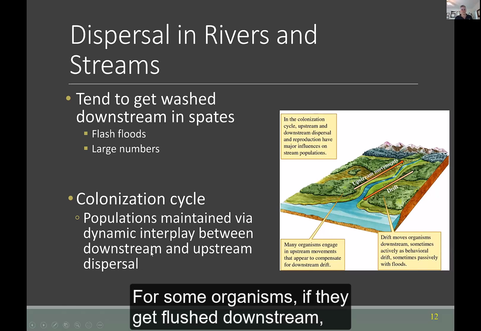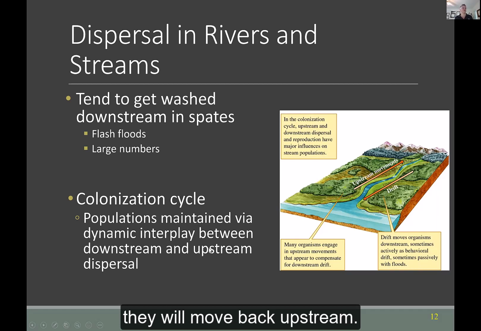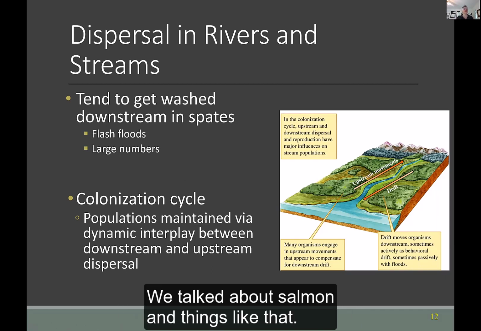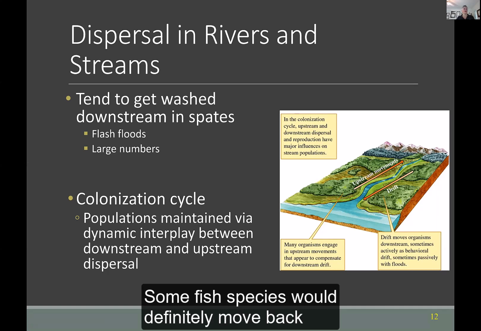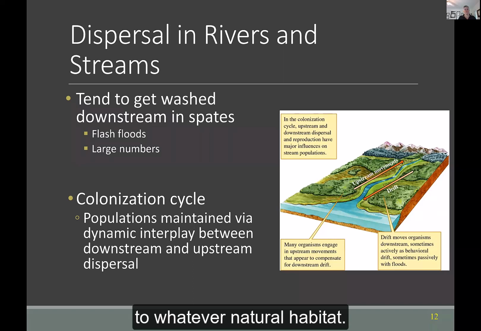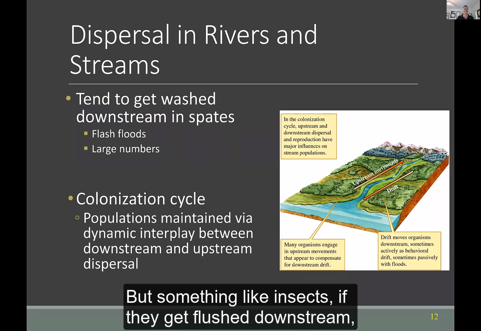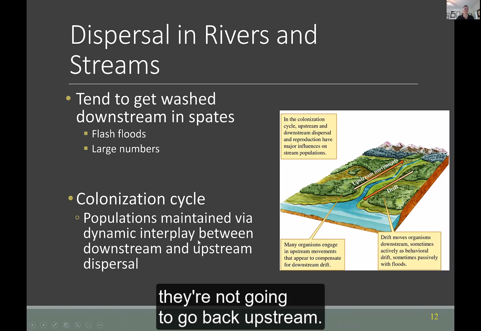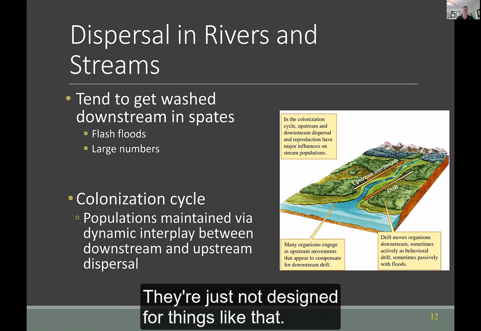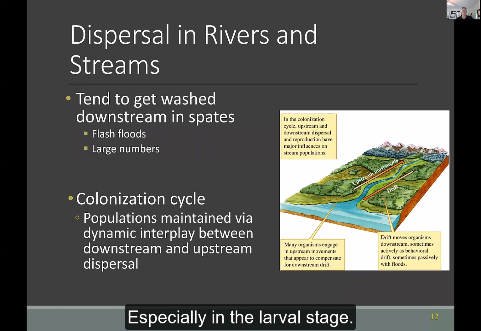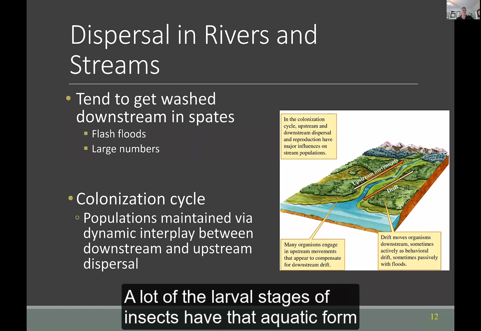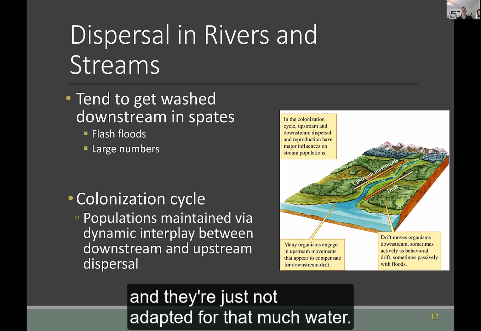For some organisms, if they get flushed downstream, they will move back upstream. We talked about salmon and things like that. Some fish species would definitely move back to their natural habitat if they could deal with the differences in any chemical characteristics. But something like insects, if they get flushed downstream, they're not going to go back upstream. They're just not designed for that, especially in the larval stage. A lot of the larval stages of insects have that aquatic form, and they're just not adapted for that much water movement.